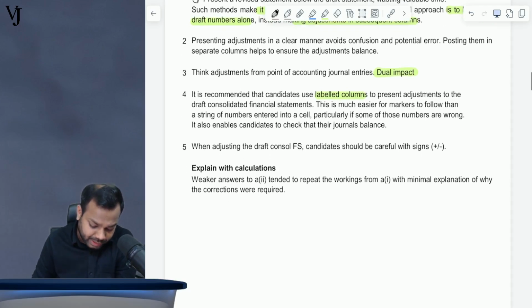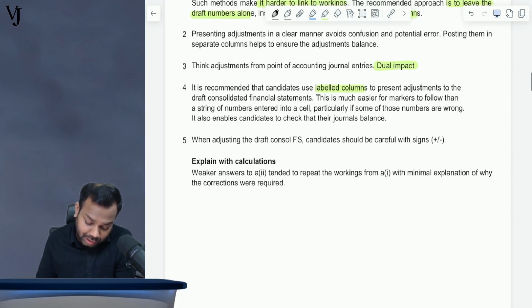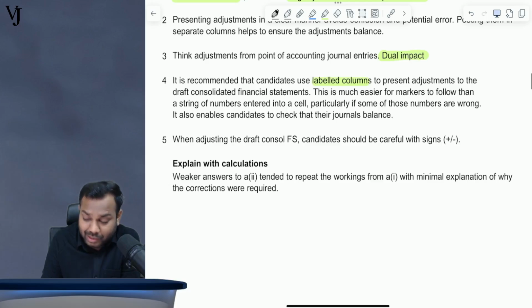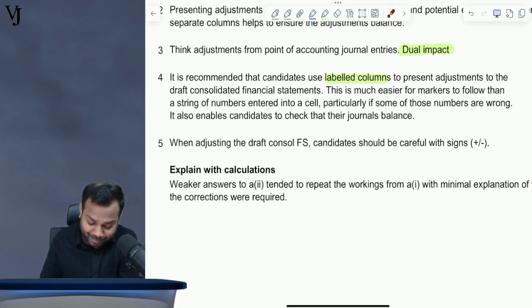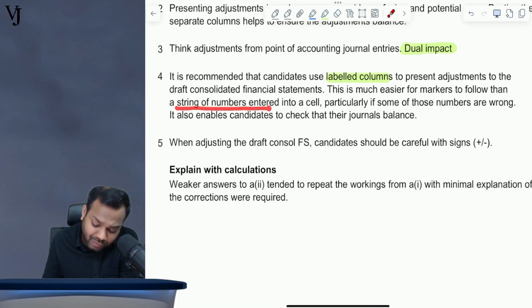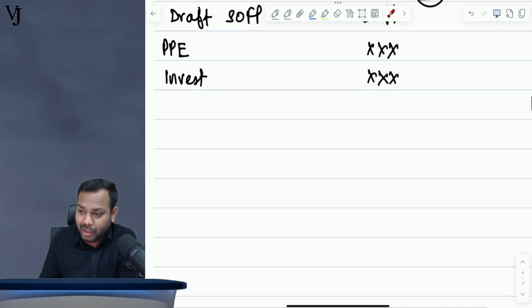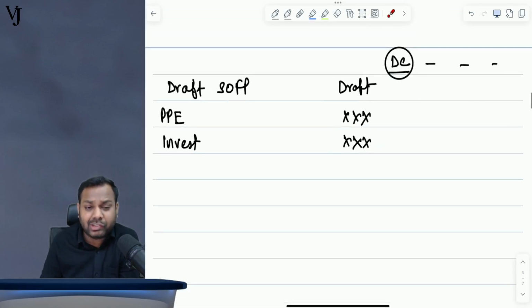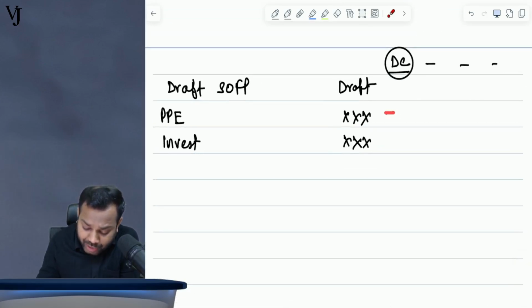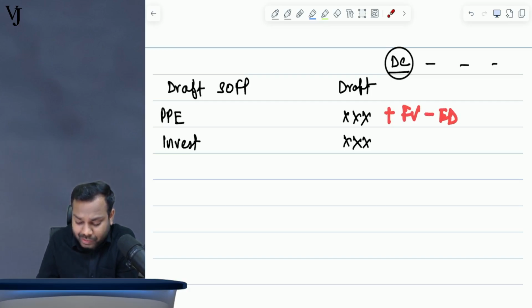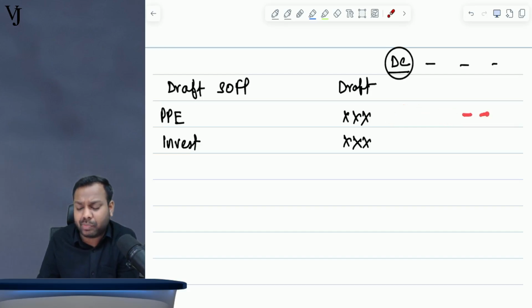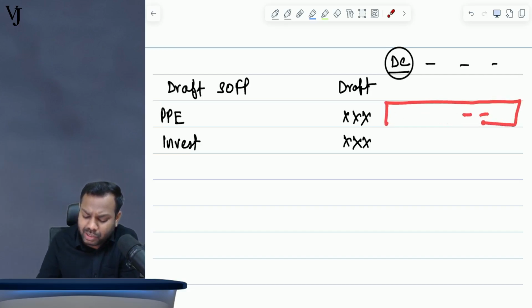Now, it is recommended that candidates use labeled columns to present adjustments to the draft consolidated financial statements. It is much easier for markers to follow than a string of numbers. If you just give a string of numbers entered into a cell, let's suppose we have to do the adjustments to PPE. We have to give the fair value adjustment, write excess depreciation, and do any other adjustments. So we are writing 3-4 adjustments in one column.